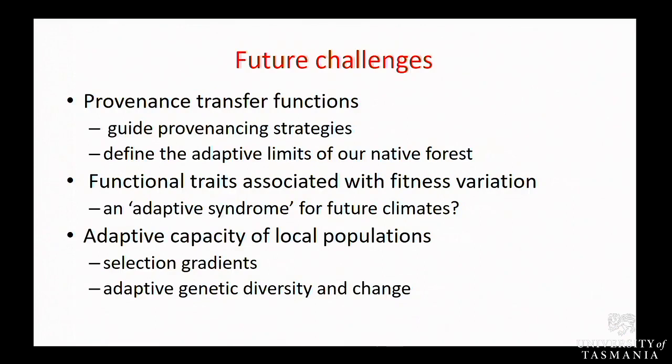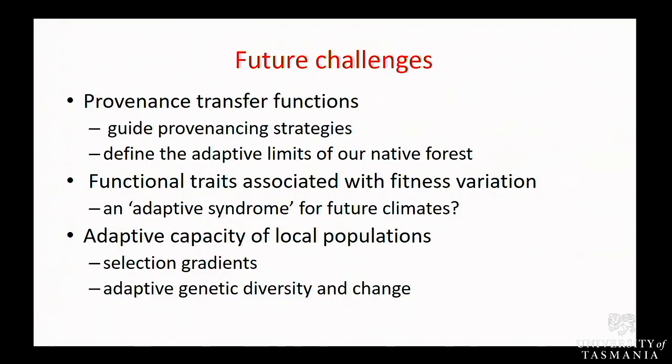And so really the future challenge is to get an understanding of these provenance transfer functions, to guide provenancing strategies, but I think you can also look at it in the reverse case, because they will give us an indication of the adaptive limits to which our native populations could withstand changing temperatures. The other issue is the functional traits associated with this variation in fitness, and is there an adaptive syndrome that we can use for the future? And I suspect it might be dense wood, thick bark, and probably lignotubers.